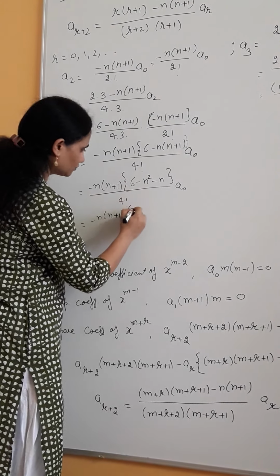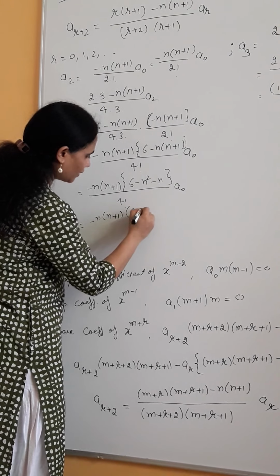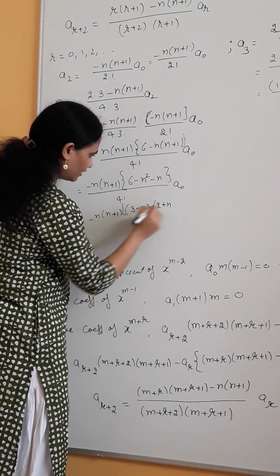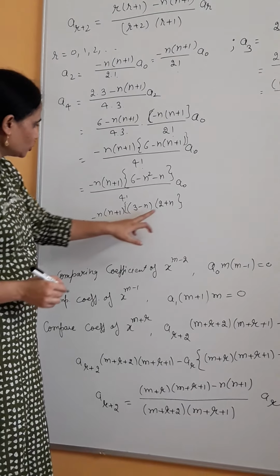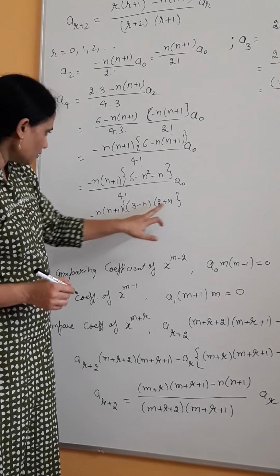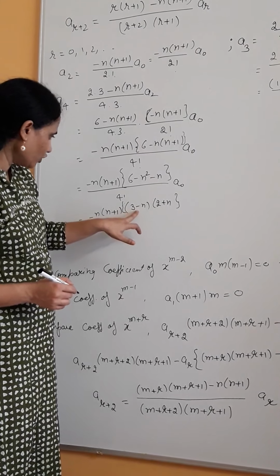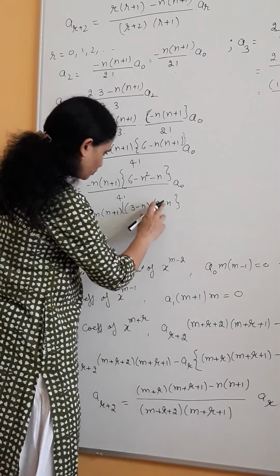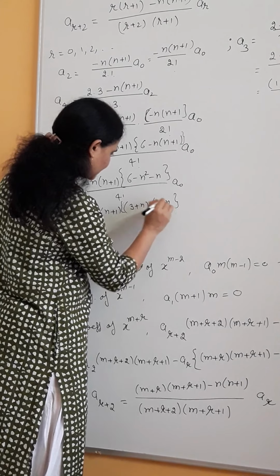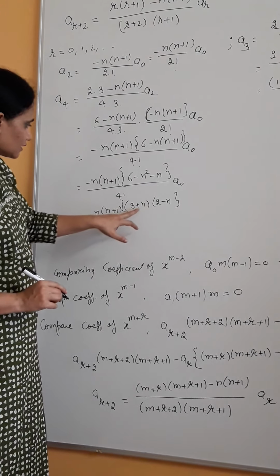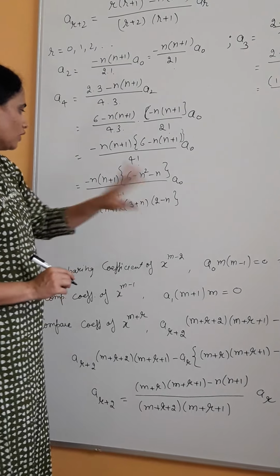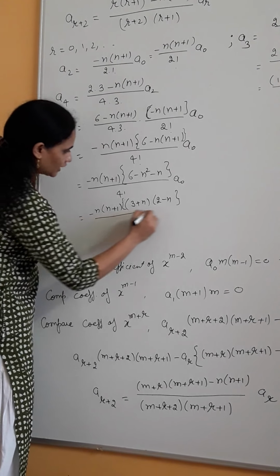So what should be the case? 3 minus n and 2 plus n. We can verify. If some plus minus sign is there, we can change. So it is 6 minus n square minus 2n plus 3n. So what we want? We want minus 3n. So it should be 3 plus n and 2 minus n. Now again let's verify. 6 plus 2n minus 3n minus n square. So now it is correct. So that's how we can write.